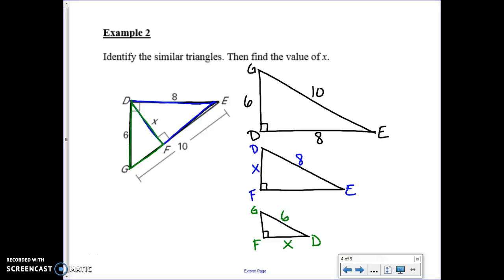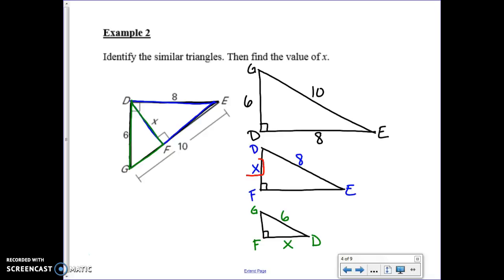Okay, so now that we have those 3 similar triangles, we can find the value of X. So what you want to do is find a pair of matching sides that has numbers there, and then find a pair of sides where one is known and one is not. So I'm going to start with the big triangle, and then it doesn't matter whether you choose the medium triangle or the little triangle. But I start with the big triangle and the medium triangle.